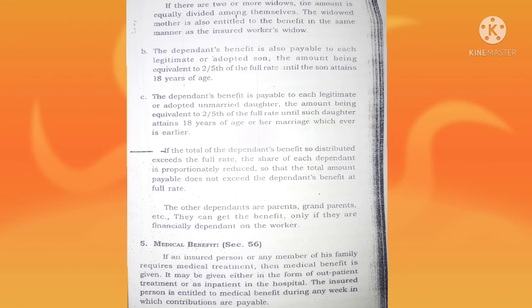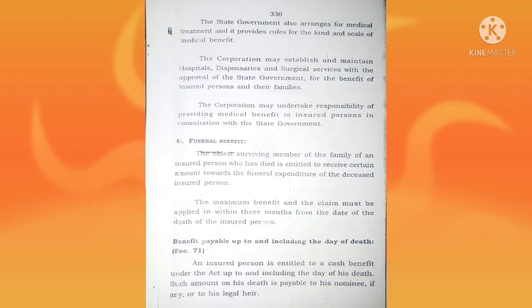Next, friends, let us discuss medical benefits. Medical benefits, section 56. If an insured person or any member of his family requires medical treatment, then medical benefit is given. It may be given either in the form of outpatient treatment or as inpatient in the hospital. The insured person is entitled to medical benefit during any week in which contributions are payable. The state government also arranges for medical treatment and it provides rules for the kind and scale of medical benefits.